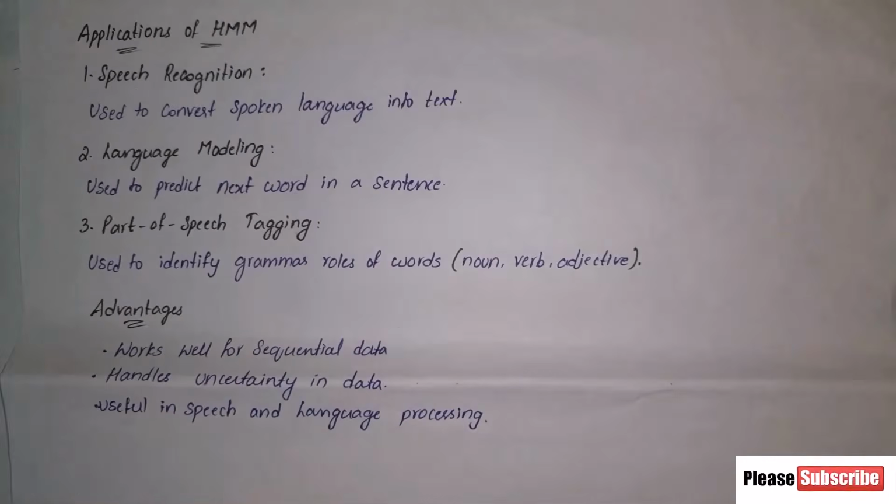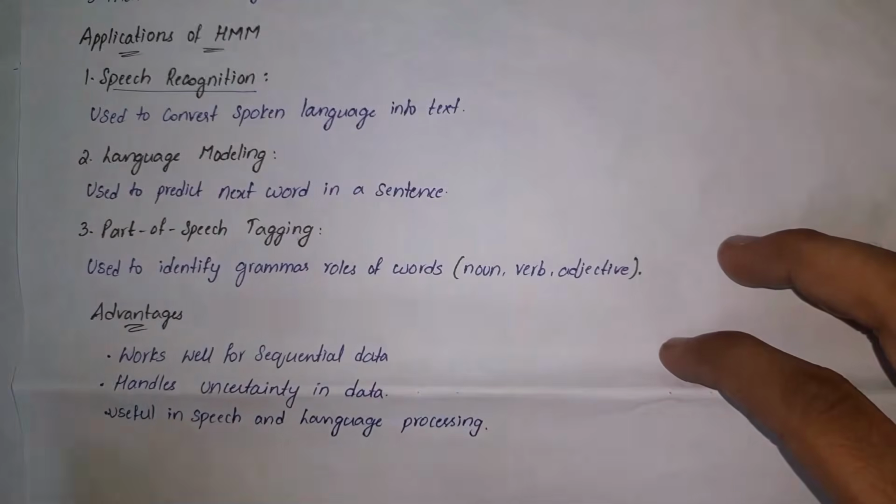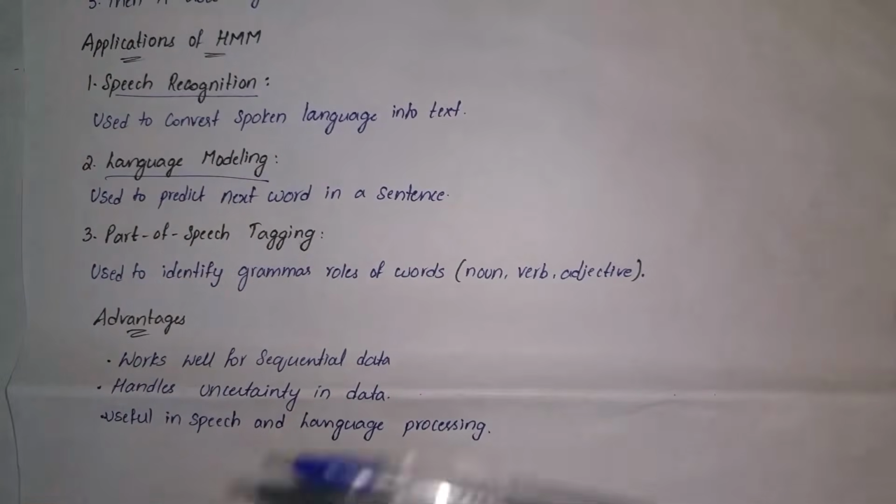And we use this model in speech recognition in order to convert spoken language into text, and in language modeling in order to predict the next word in a sentence, and in POS tagging. That is nothing but this model has the capability to identify grammar, like what is a noun, what is a verb, what is an adjective, etc., based on our words.